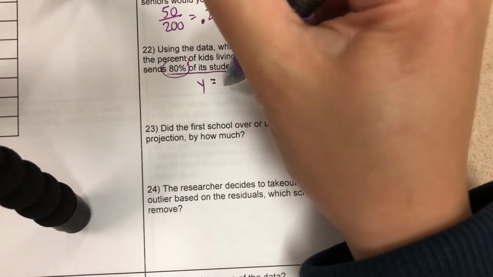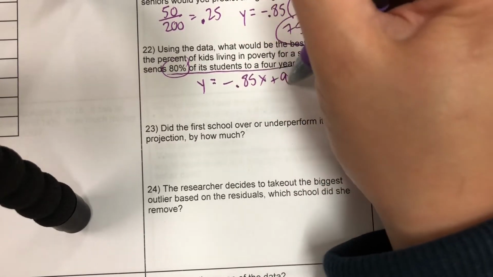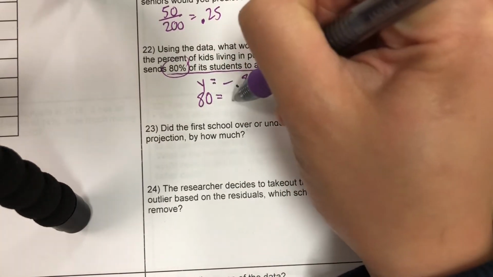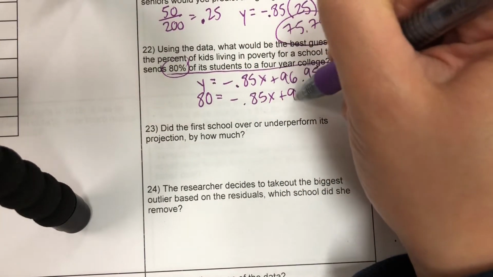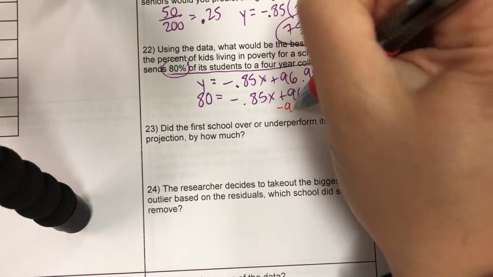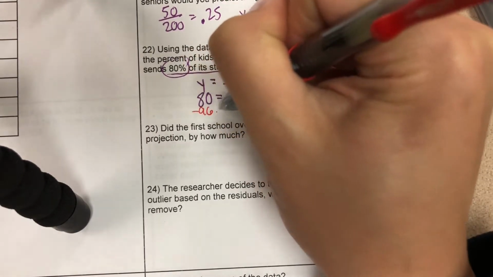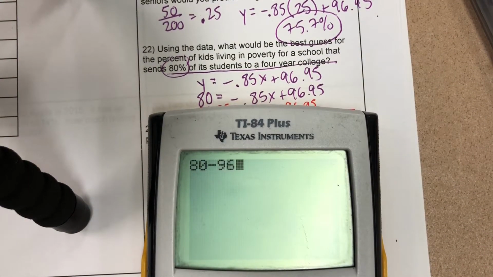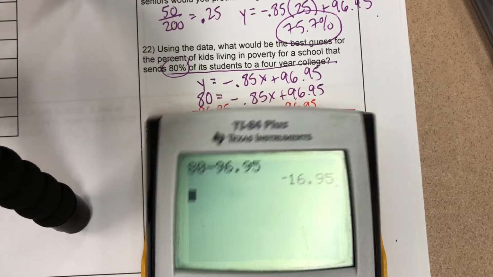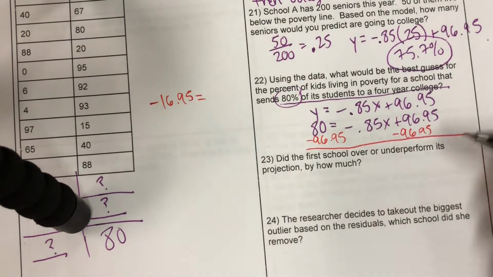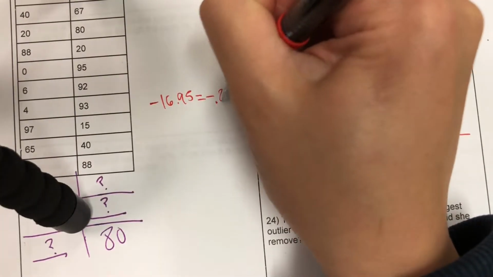So the equation is y equals negative 0.85x plus 96.95. We're going to plug in 80 for our y value. We're going to solve it like this. So to get x by itself, we're going to subtract 96.95 from both sides. What is this going to equal? Let's do 80 minus 96.95. That's going to give me negative 16.95. So negative 16.95 equals, and then on this side, these cancel out, leaving negative 0.85x.